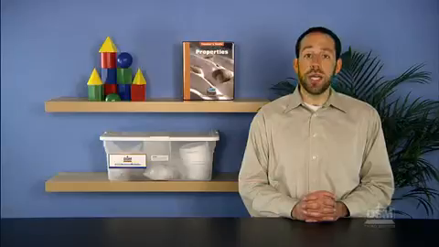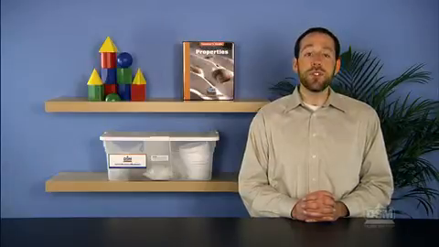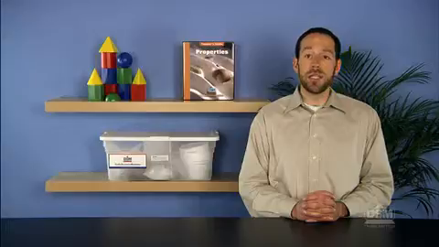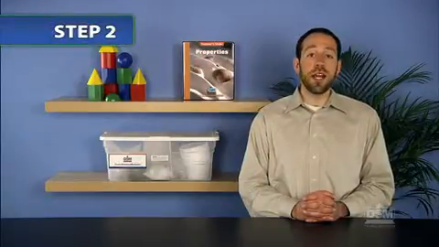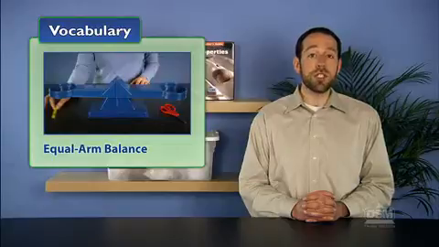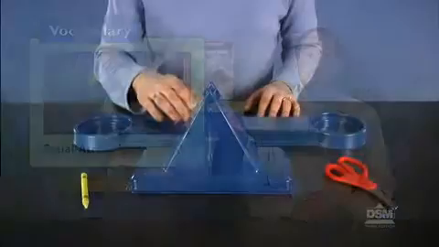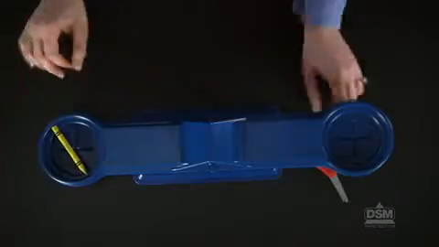Students may suggest picking the crayon and scissors up in each hand to compare the weights, or may just suggest weighing the objects. Next, have 2 students take turns picking up the crayon and scissors and comparing their weights. Ask students which they think feels heavier, and record their answers on the board. Then inform the class that they are going to find out which object weighs more using a special device called an equal arm balance, and that an equal arm balance can be used to determine which of 2 objects is heavier. Demonstrate the use of the balance by placing the scissors in one pan and the crayon in the other.